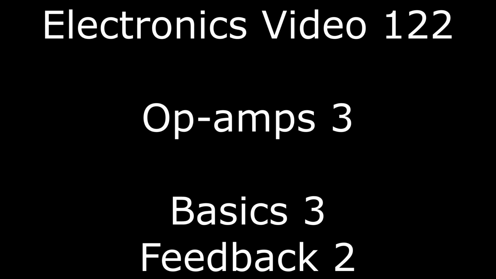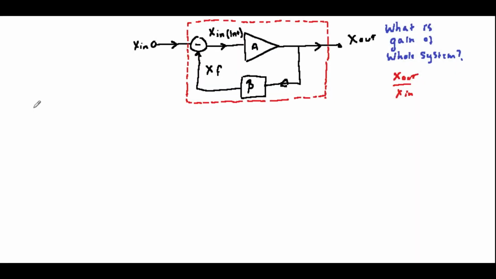So now, having introduced feedback, let's have a look to see what its effect is on the whole circuit. The question that we want to answer is, what is the gain of the whole circuit, X out divided by X in, after we add the feedback part of the circuit, beta? Let's call the signal actually entering the internal amplifier of the circuit X in (int).